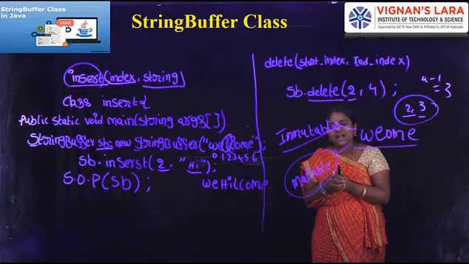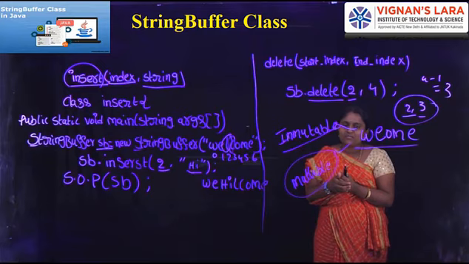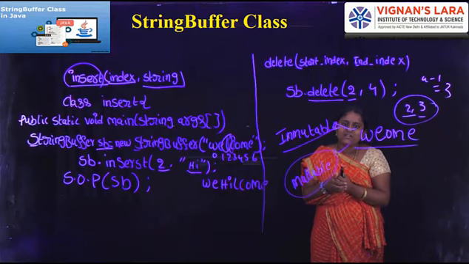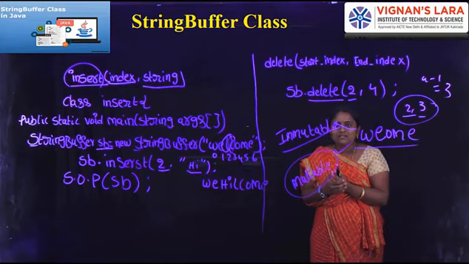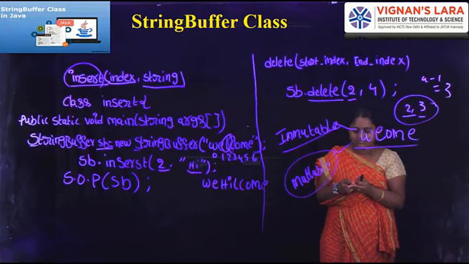Once we create an object of the StringBuffer class for representing a specific sequence of characters, the data present within the StringBuffer object can change at any time without creating new references. That is the StringBuffer class. These all are the methods of the StringBuffer class. In order to access these methods, we have to create an object of the StringBuffer class. Okay, thank you.